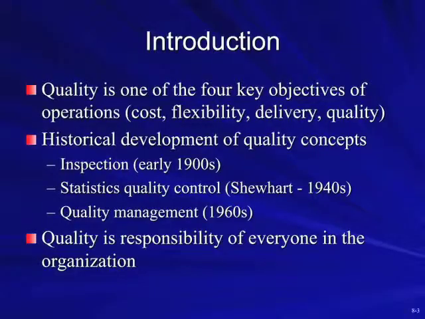We said that in most supply chain processes and in most operation issues, there are four key objectives in operation: cost, flexibility, delivery, and quality. So it's not necessarily the last one. They are all equally important, but quality has to be there in every step of the process. And it's everybody's responsibility. You can't just point the finger to some other part of the organization and say, well, that's their problem.